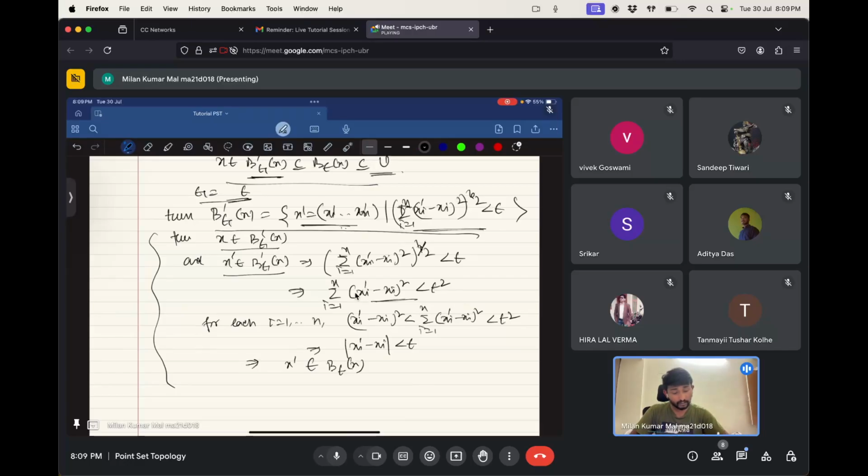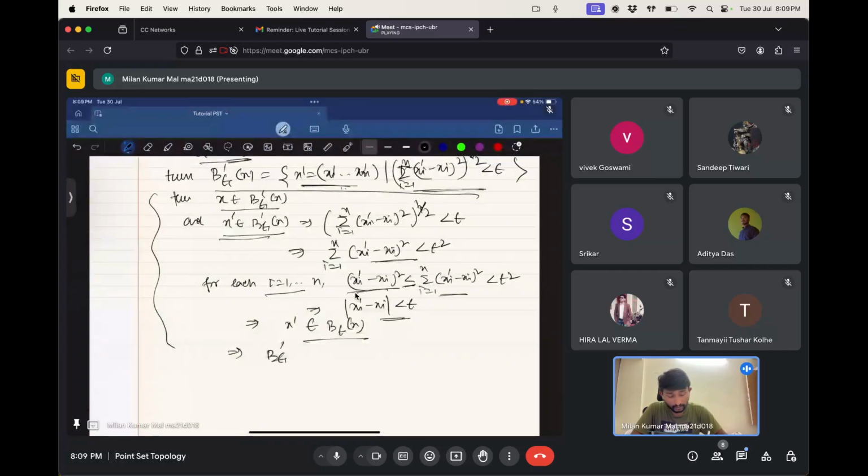This is clear automatically, just squaring on both sides. Then for each i equals 1 to n, I will have this condition. This is always less than or equal to this, less than or equal to this, and then this will be less than epsilon, right? So if x dash is here, then x dash is in B epsilon of x. That means B epsilon 1 dash of x is a subset of B epsilon of x.